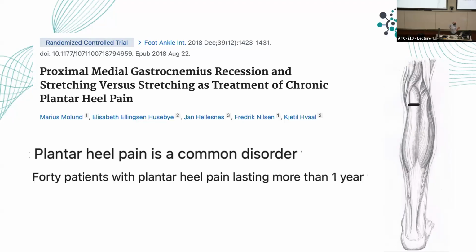It's a randomised controlled trial. That's a good start, looking at what we've got from previous papers. They looked at patients with pain lasting more than a year, which is what we're always taught. But once again, the thing that I found funny is that plantar heel pain, they say in the paper, is a common disorder, but they had 40 patients. We're all taught to critically read papers. So it's not a huge population.